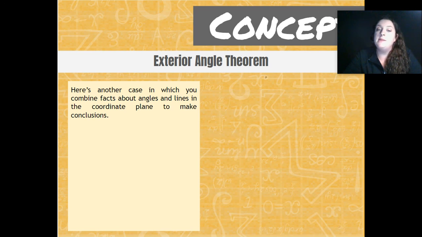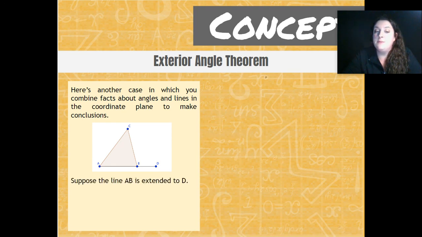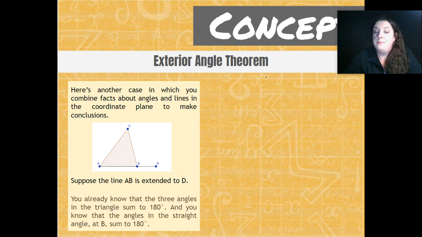Here's another case in which you combine facts about angles and lines in the coordinate plane to make conclusions. So we know the exterior angle theorem means that the angle outside the triangle equals its two opposite angles. So suppose the line AB is extended to D. You know that line ABD is a straight line. It's telling you it's extending that line. So you know it's 180 degrees.